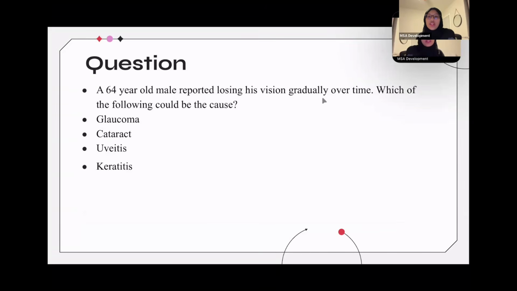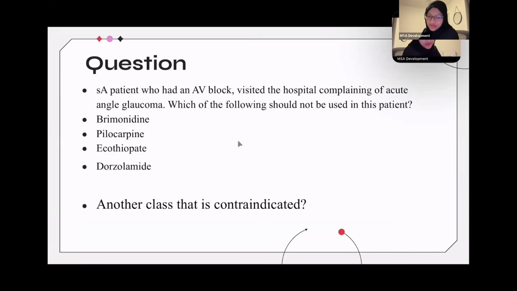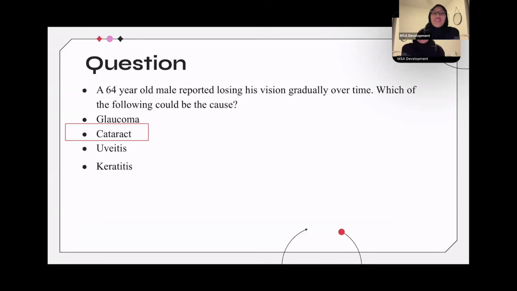A 64-year-old is losing his vision gradually over time. Which of the following could be the cause? Gradually over time, cataract. Why is that? There were two questions about this. They should specify that this is acute angle closure glaucoma, then that's not the answer. And the other thing I want to mention is if you get a question that's unclear between glaucoma versus cataract, just remember glaucoma is silent. The person will not realize that they're losing their vision until it's too late.